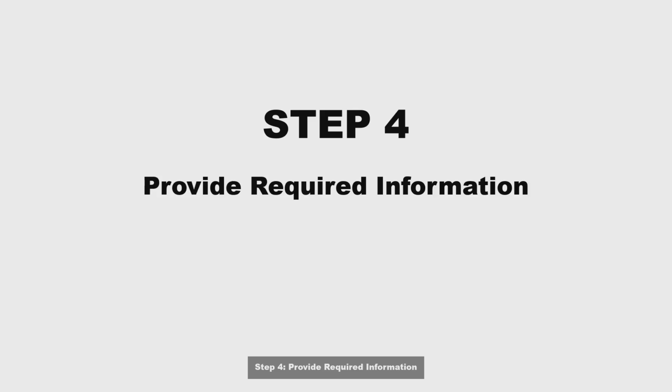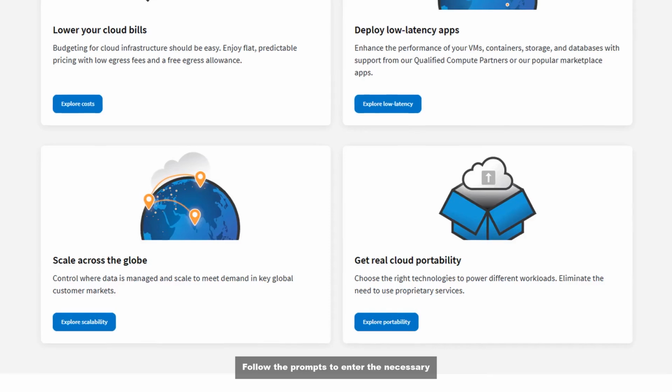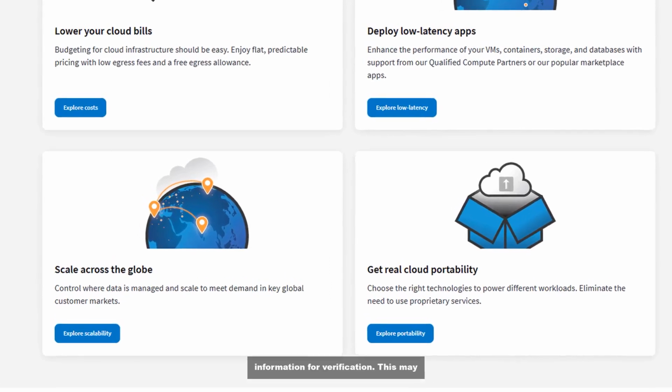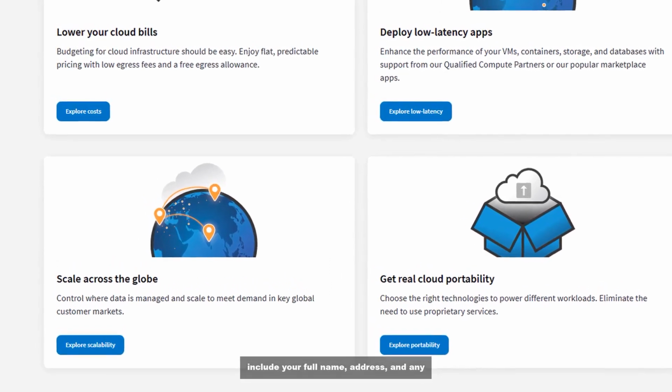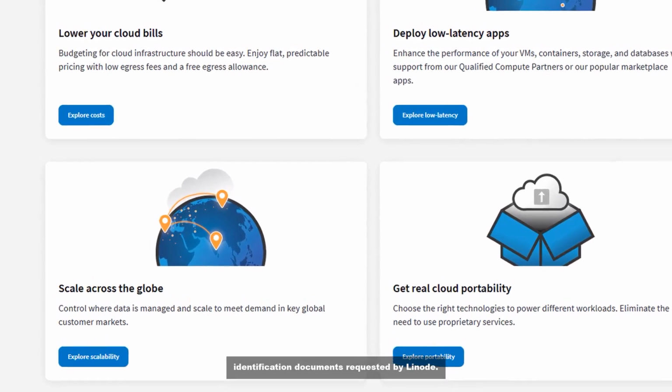Step 4. Provide required information. Follow the prompts to enter the necessary information for verification. This may include your full name, address, and any identification documents requested by Linode.